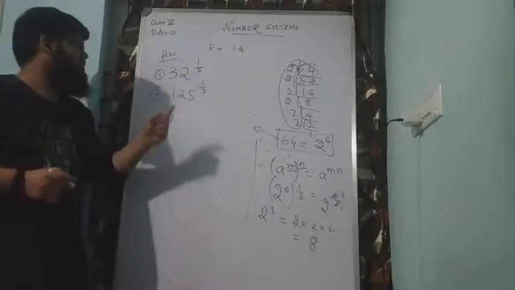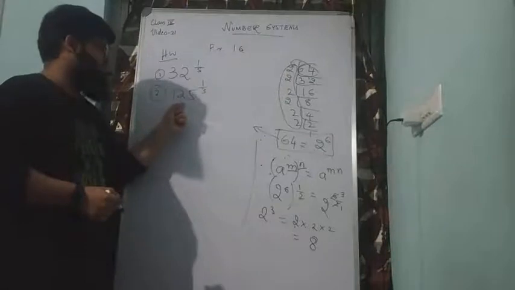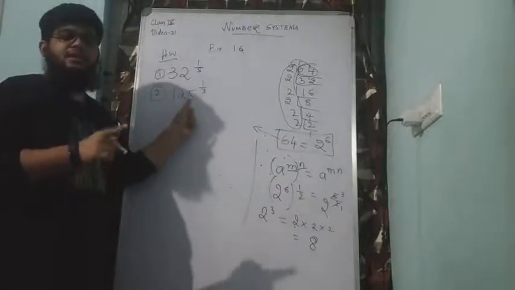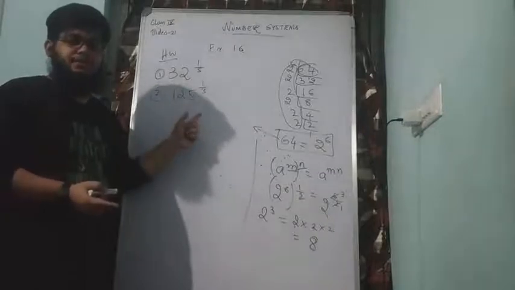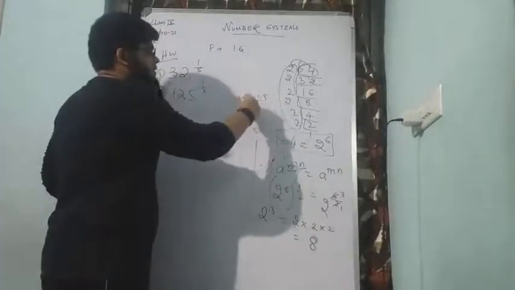The hint for this is you can factorize this by 2. You can start the factorization by 2. For this you can factorize by 5 because the ending number is 5. Whenever the ending number is 5, it means it is divisible by 5. And so 125 can be factorized by 5 like this.